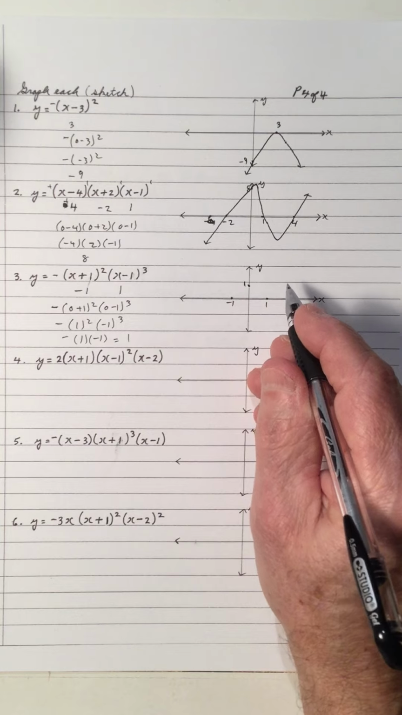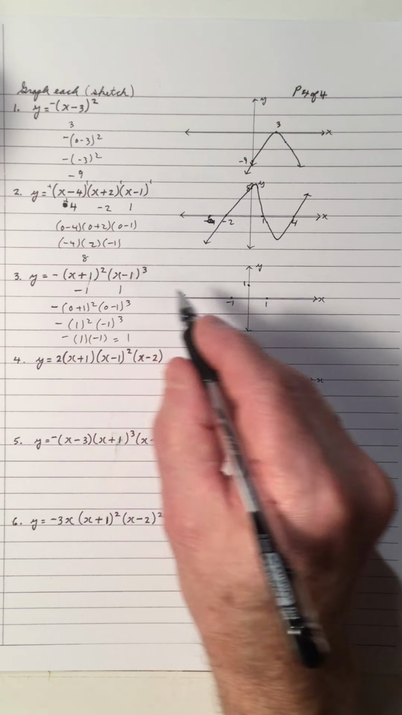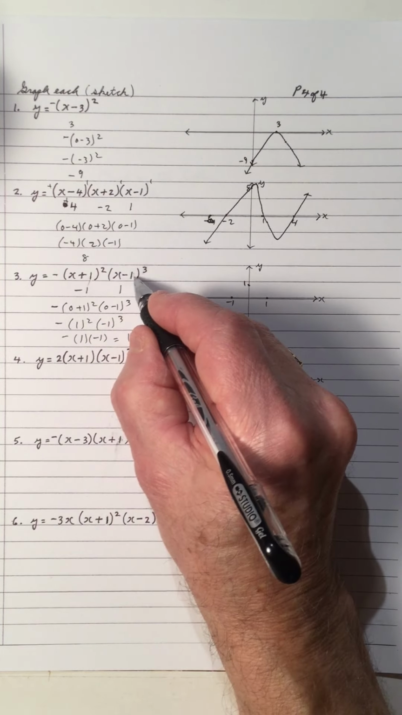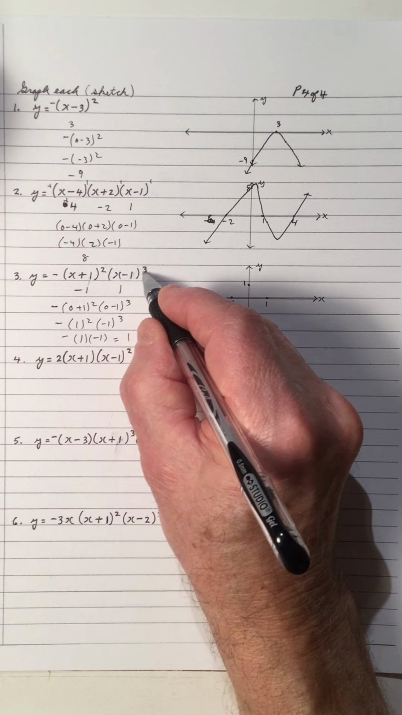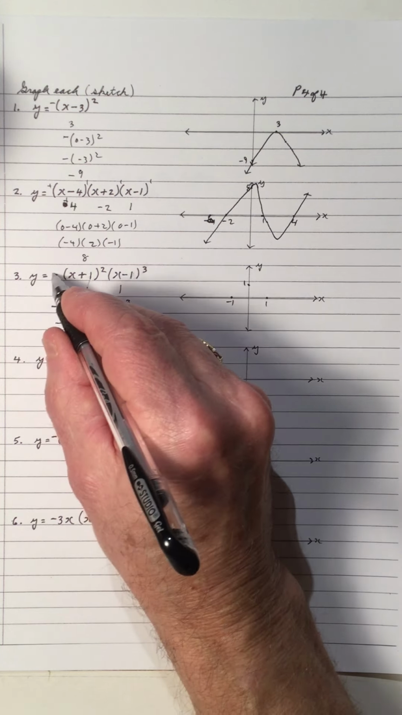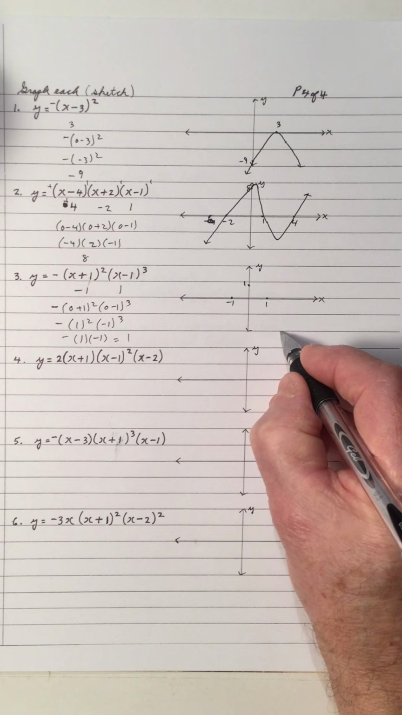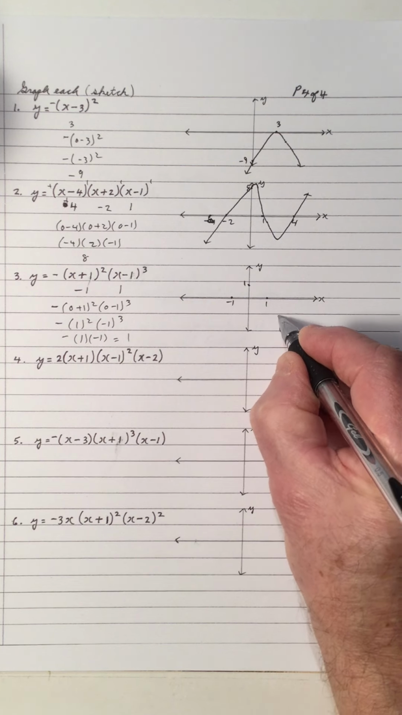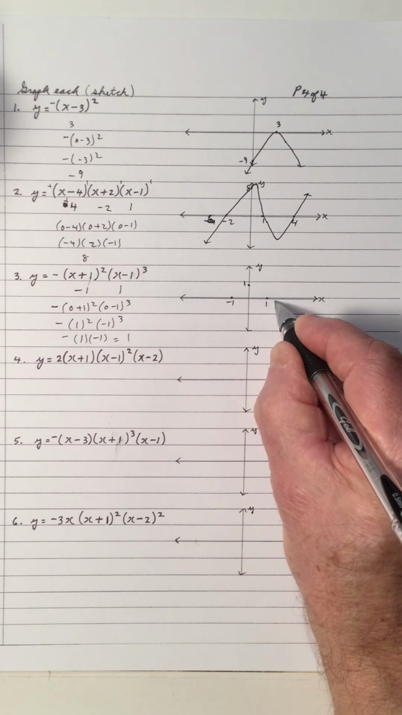Now, we got to be careful. The furthest x-intercept on the right is the 1. At 1, we have a cube, so that is a sideways s, but because it's negative, it's coming up from the bottom. So I'm coming up here, and I'm going to do a sideways s at 1. So do the loop.